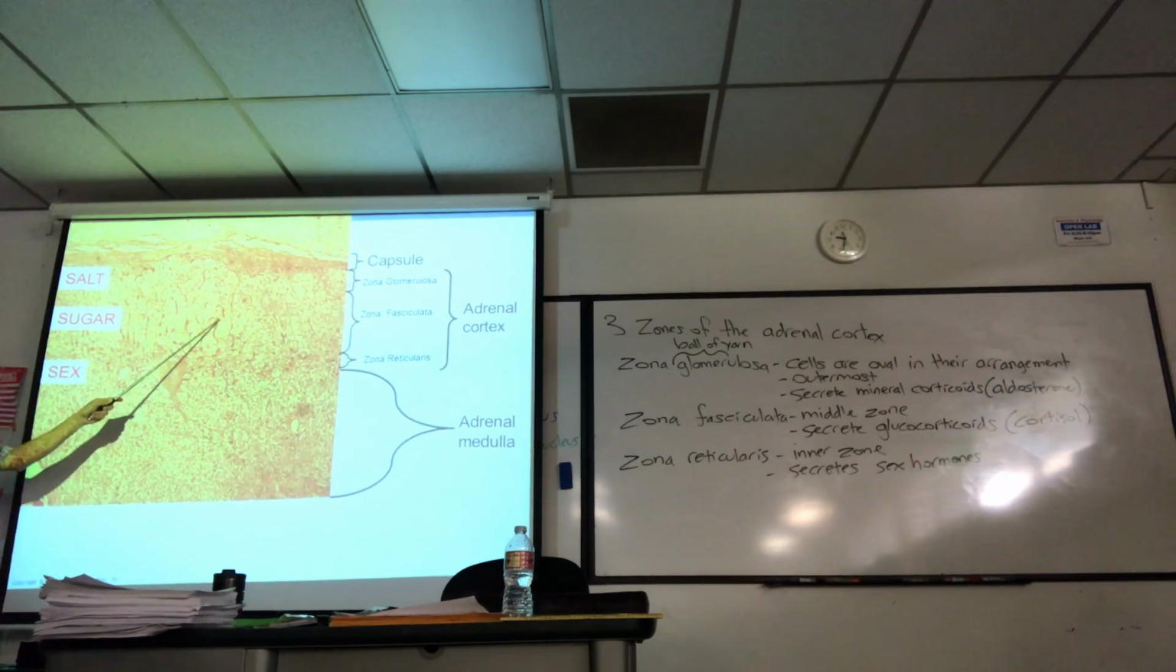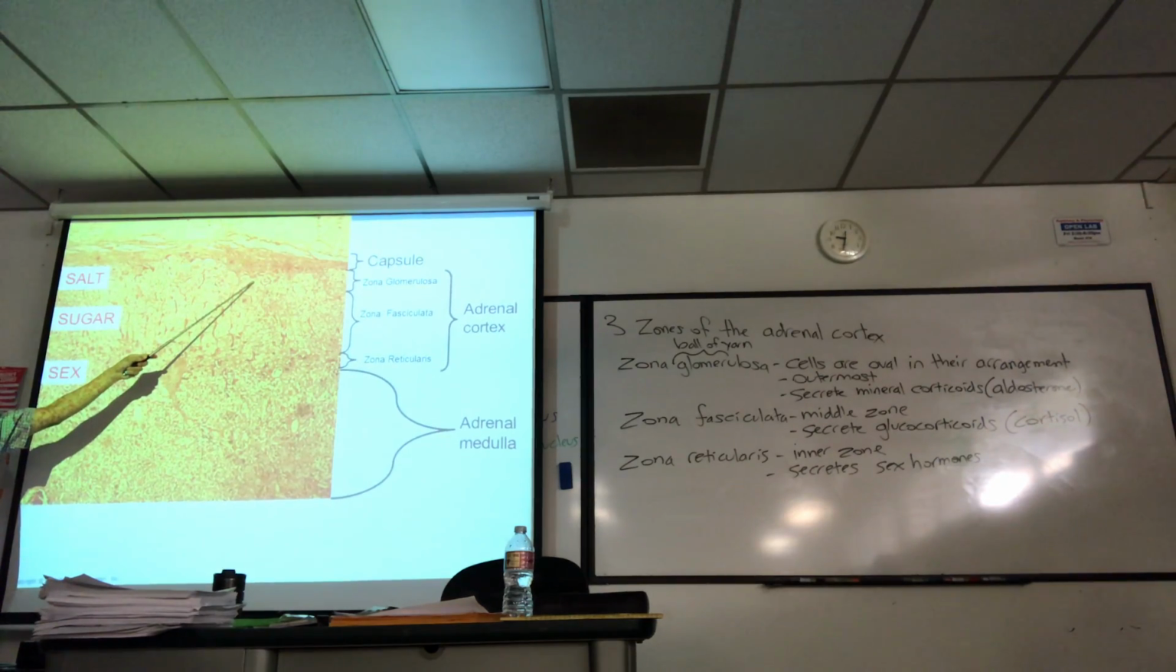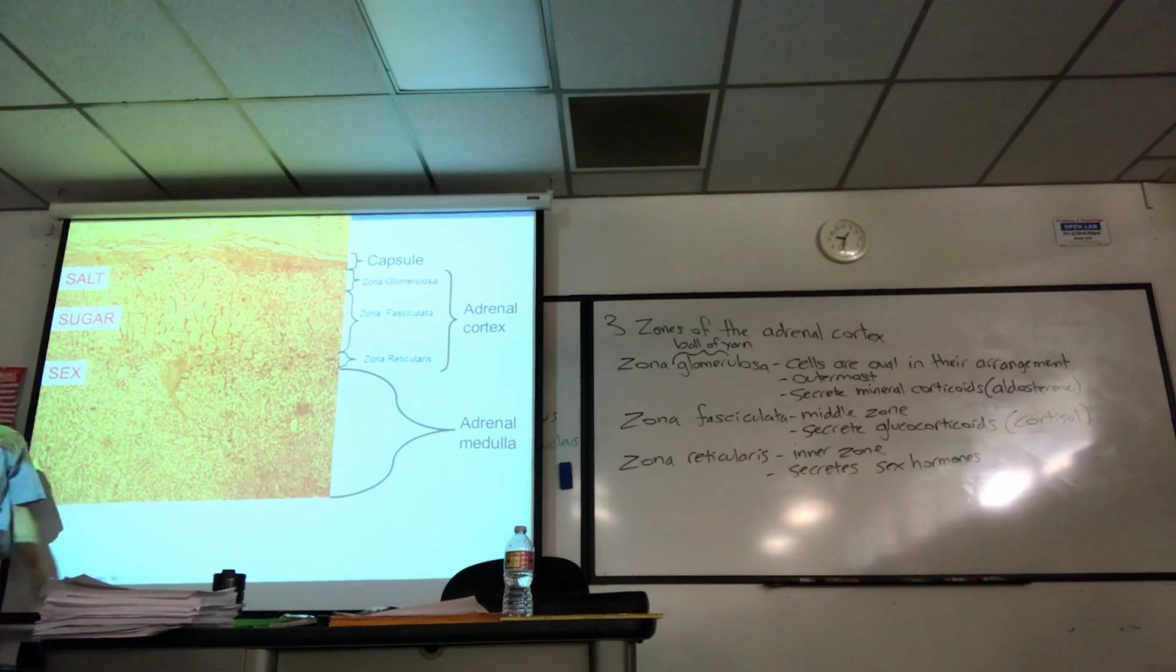If I point to the middle of the cortex, fasciculata. The outermost zone is glomerulosa. Remember, not the capsule. The capsule is not a zone. It's just a capsule. So I have salt, sugar, sex as a little memory jogger.